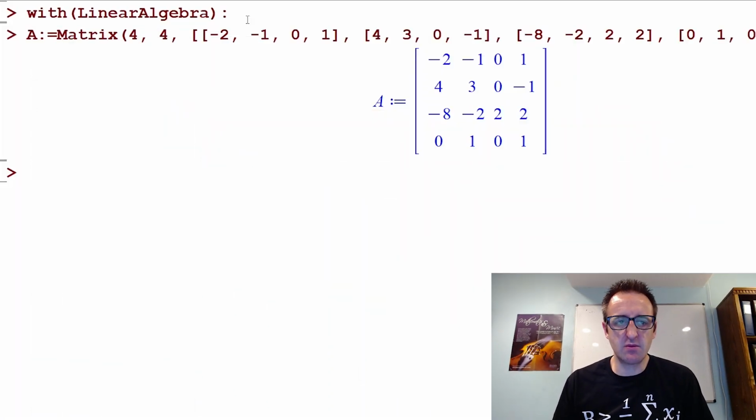Alright, so here's the problem that we're going to look at. We're going to consider this matrix here. This is a computer algebra system called Maple, and you can do this by hand and follow along if you like, or in a computer algebra system of your choice.